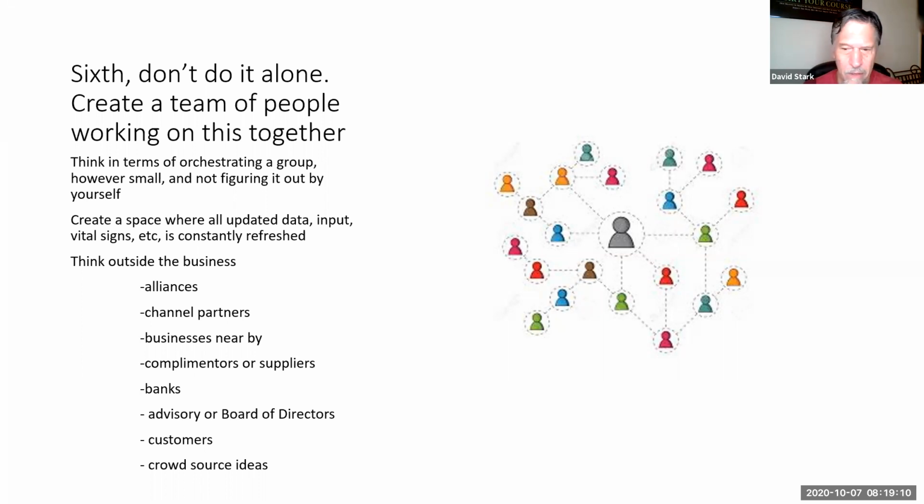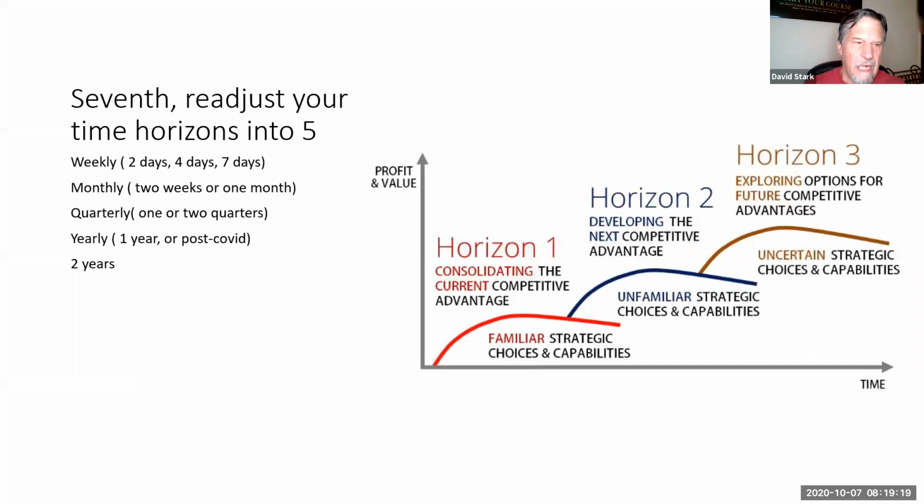Obviously, you don't have to do these in this order. These are just lots of the steps that are going to help you develop successful strategies right now. Number 7 is readjust your time horizon into 5. I'll go over the chart in a moment, but basically these are the horizons that people are operating right now.